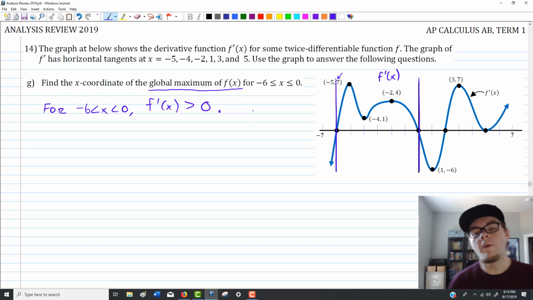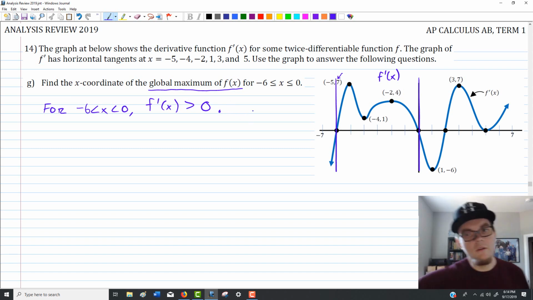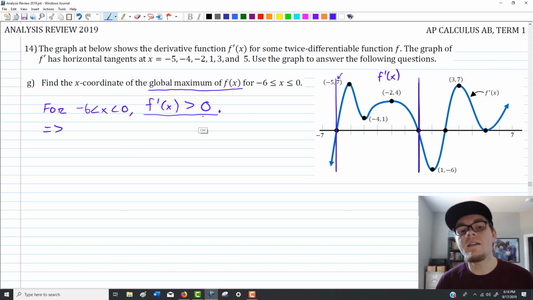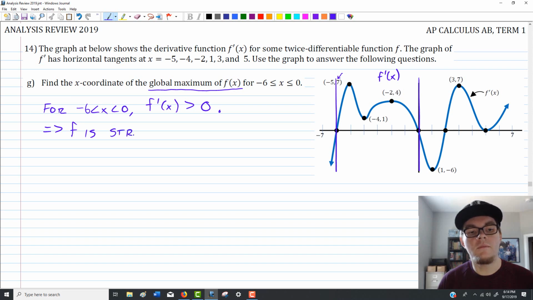So let's think about that for a moment. Clearly that's true just from looking at the picture. I know there's some parts that are increasing and some parts that are decreasing. There's a little bit of both, in fact, one interval or two intervals of each. But the important thing is to note that f prime is definitely positive from -6 to 0. What that means is, of course, if f prime of x is positive, that means that f is strictly increasing.